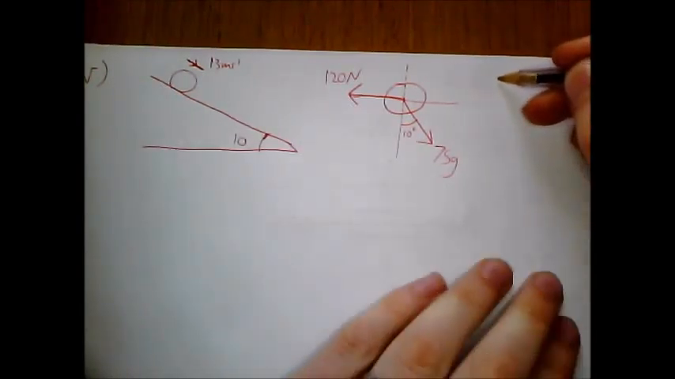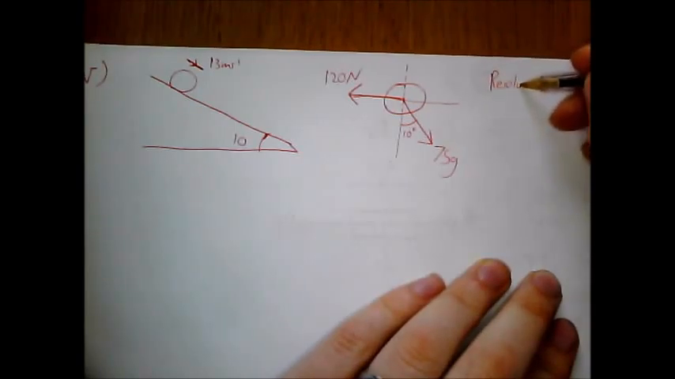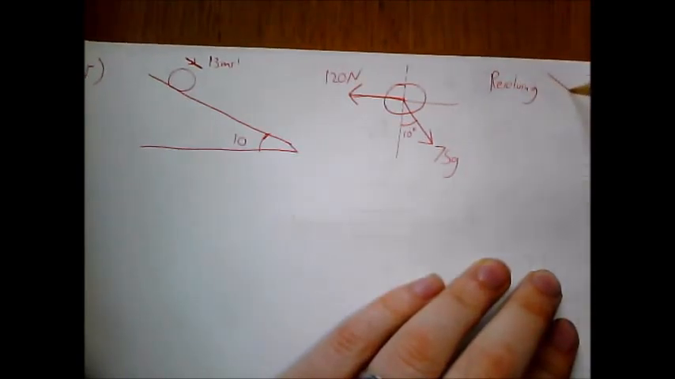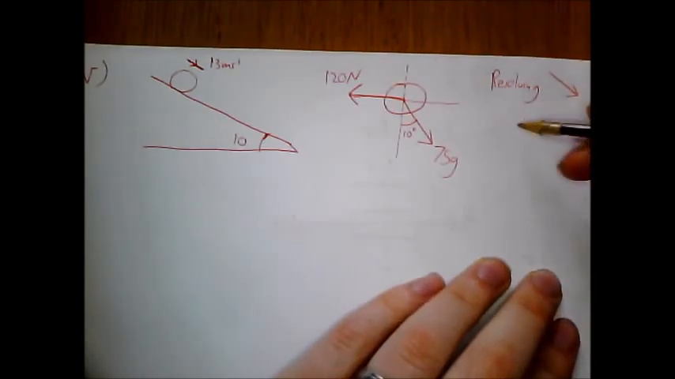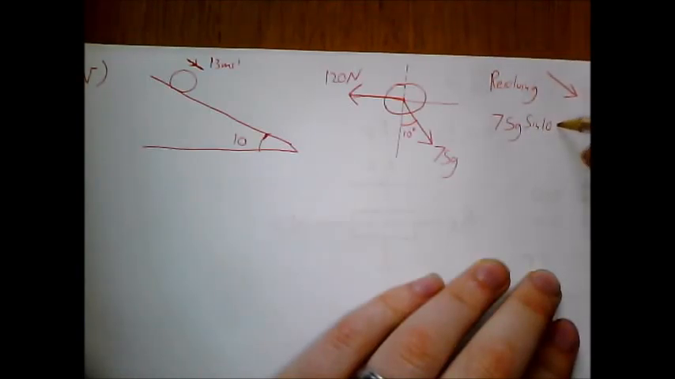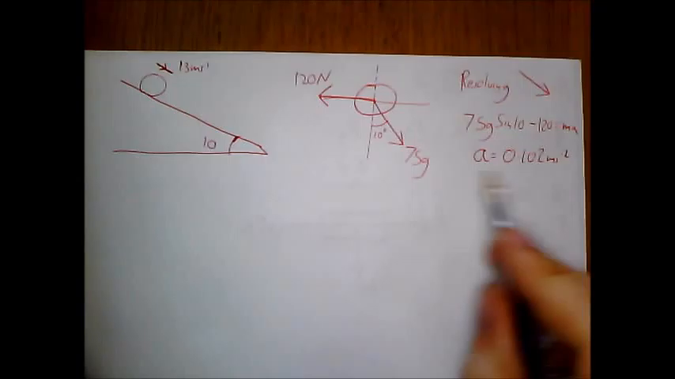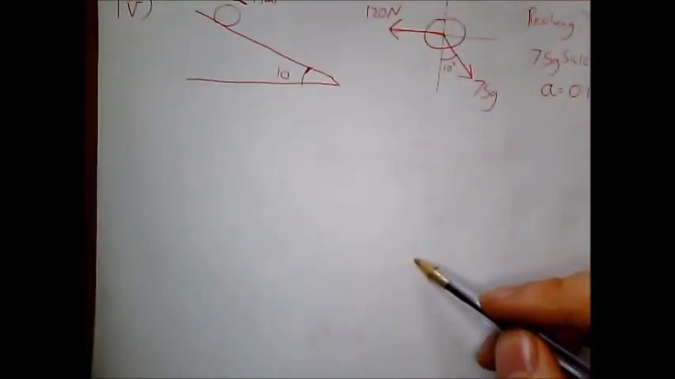So resolving down the hill, we have 75g sin 10 minus 120 equals ma. So after some expansion, we should get that a is 0.102 meters per second squared. Now we have the acceleration, we can start to use that.